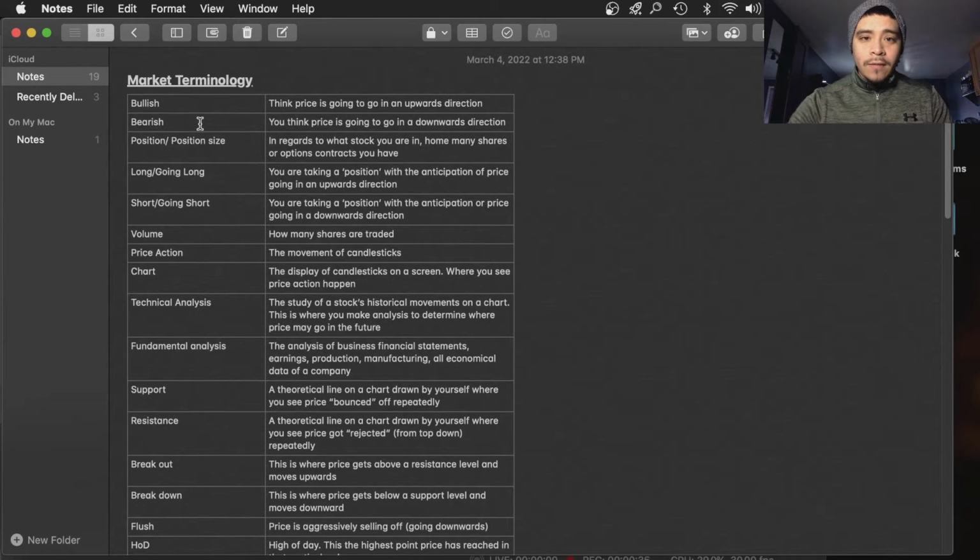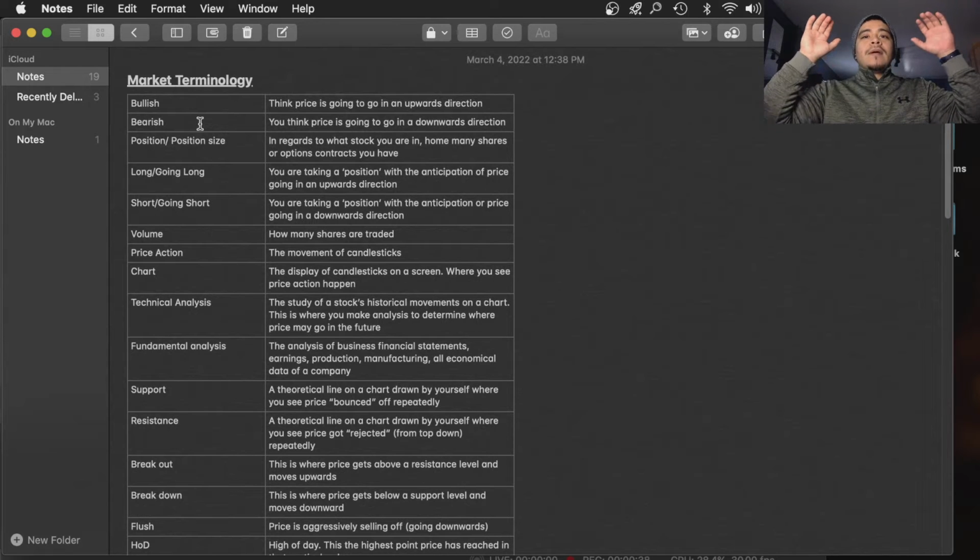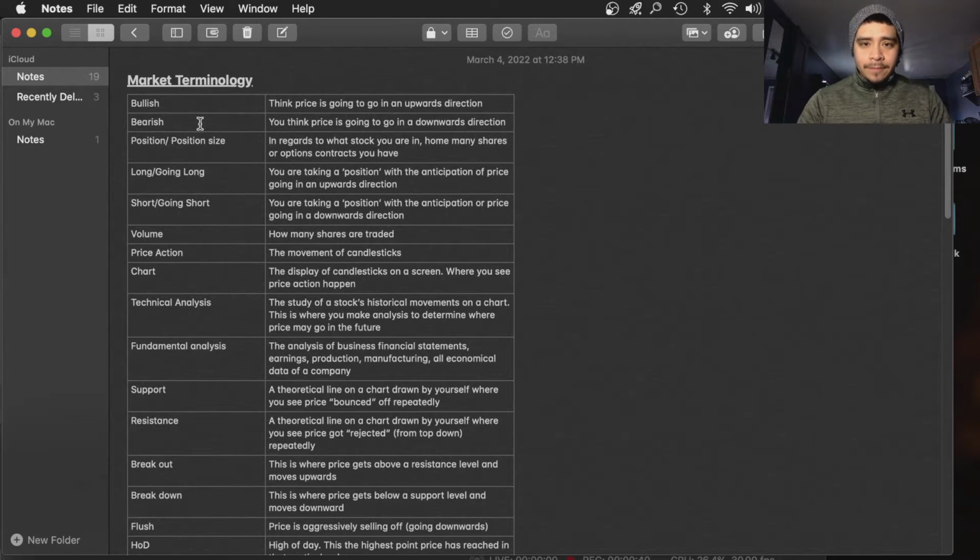Now bearish, think of bears. They stand up and then they pounce, right? So they're stomping. So that's why you say, I'm bearish, you think price is going down. I'm bullish, I think price is going up. Pretty simple, okay? Now we have position size or position.